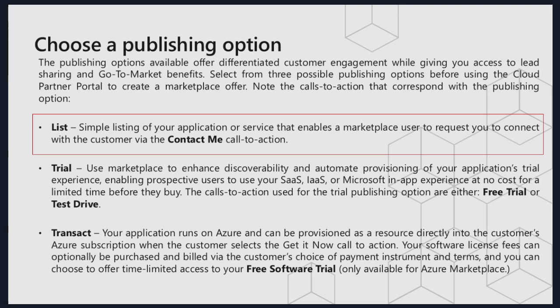The trial option is a choice to give a trial period of your application to your customers. And at the end of the trial period, they can purchase via Azure Marketplace or with your own payment method. The transact option is designed to sell your application via Azure Marketplace. All transactions go over the Azure subscription, and you will receive your payment from Azure Marketplace.